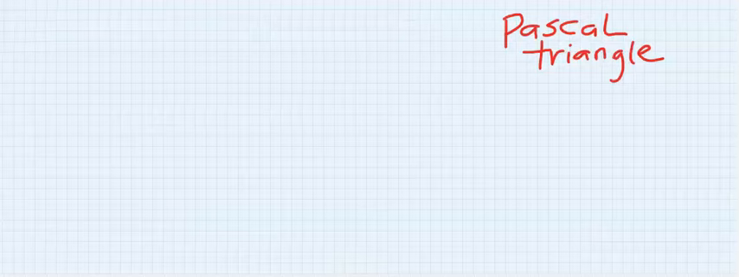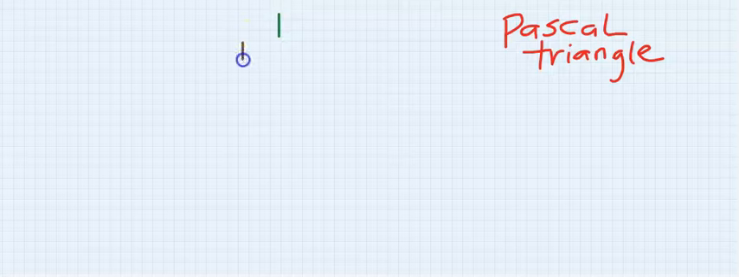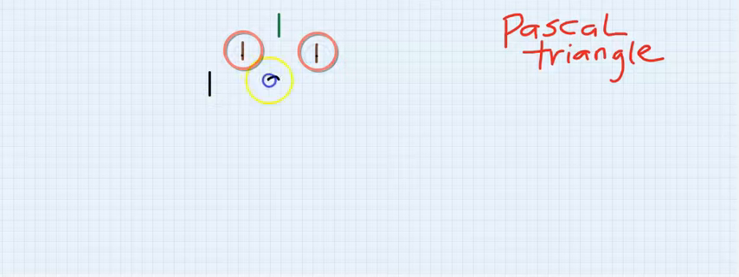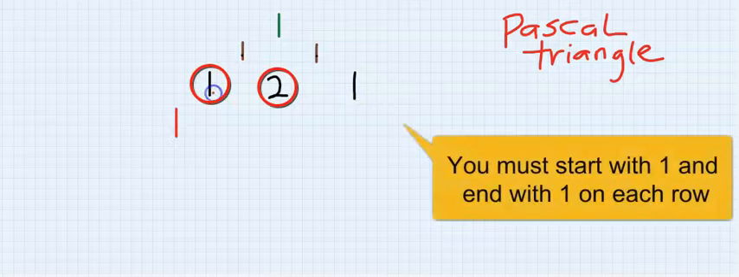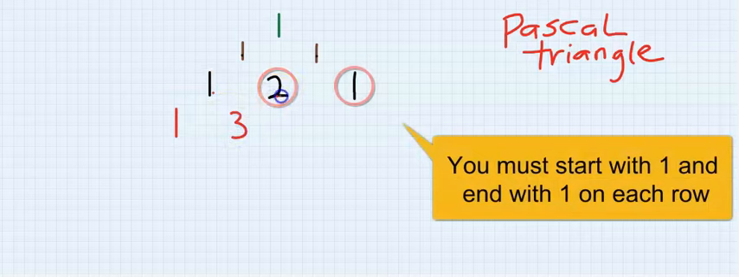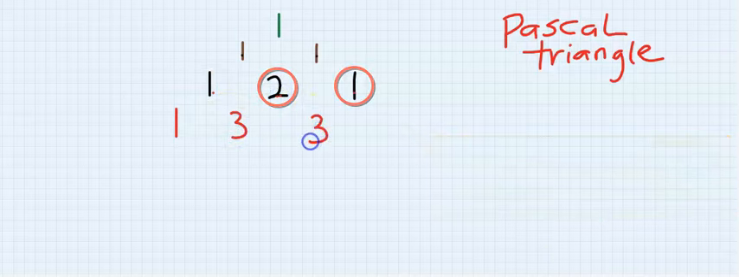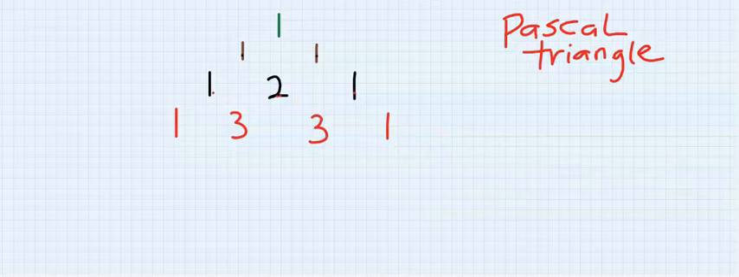In Pascal's triangle, we'll start with 1, then 1, 1. This is the starting point. Then 1, 1 plus 1 is 2, 1. Next, you start with 1, 1 plus 2 is 3, 2 plus 1 is 3, you end with 1.